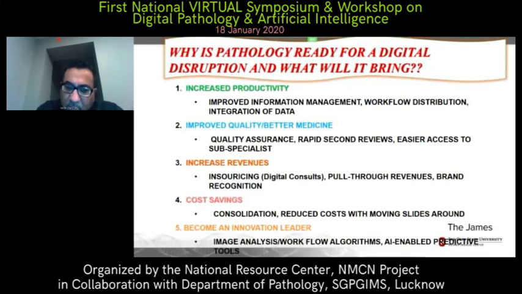Cost savings, consolidation, reducing costs. With the new consolidated histology lab, we have cut down on the cost of having 2 or 3 labs, where now all the slides can be processed under one roof and images can be created and sent around. So instead of moving glass slides, which is expensive and costly, you can move digital images, which is much more efficient and much less costly. And we are now starting to use algorithms.